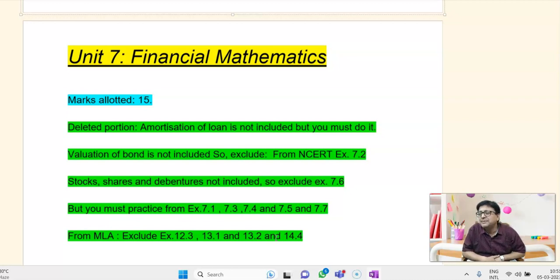Linear method of depreciation is such an easy concept, it will take you only 10 minutes to understand. Even if you have not started yet, please do it now. You can cover the linear method of depreciation in at least 15 minutes. Just read, one formula is there, and do the sum. Practice the sums. Then linear programming. Linear programming has 8 marks given.